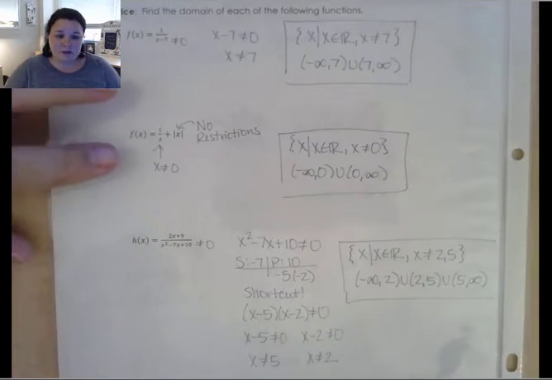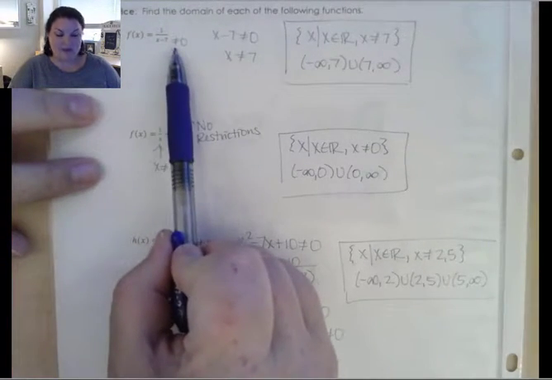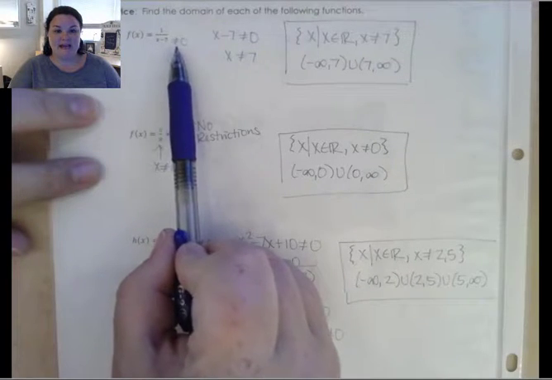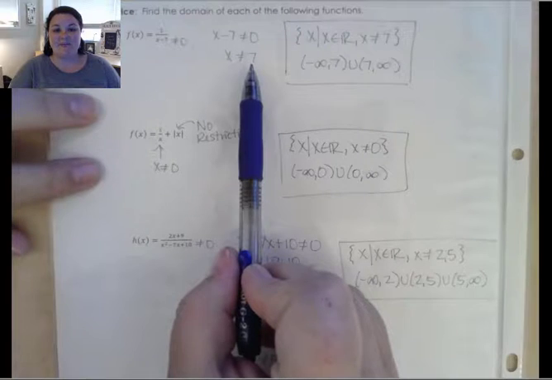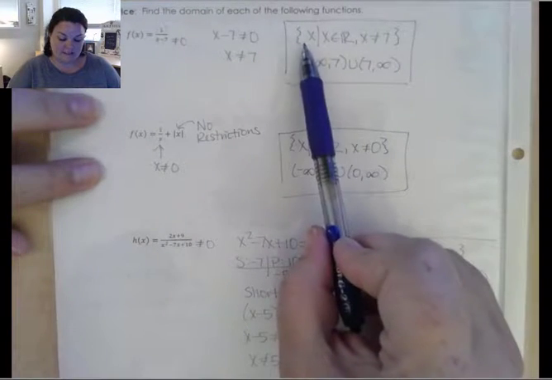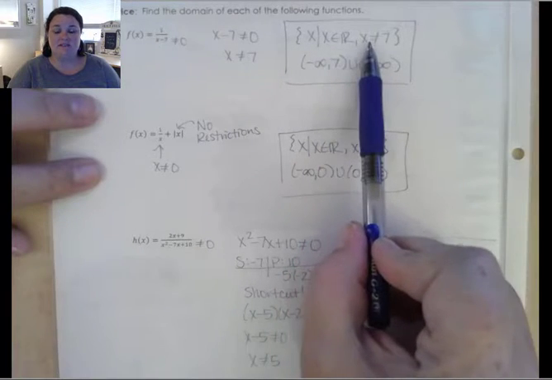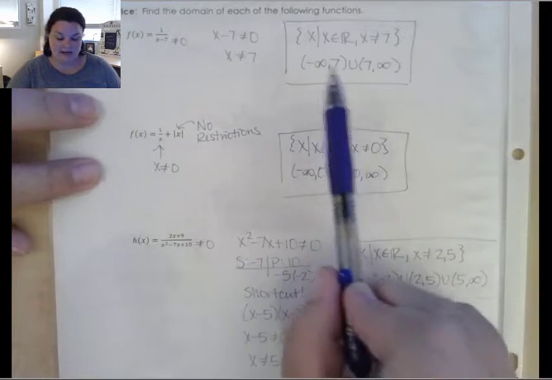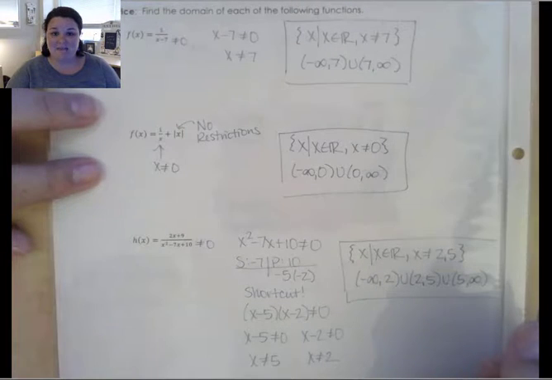All right, on the first practice problem, the only stipulation we have is that the denominator cannot be 0. So we set x minus 7 not equal to 0 and solve, which means x can't be 7. So our set notation is the set of all x's such that x is a real number and x can't be 7. And in interval notation, we go from negative infinity to positive infinity, but we take 7 out with parentheses, right?